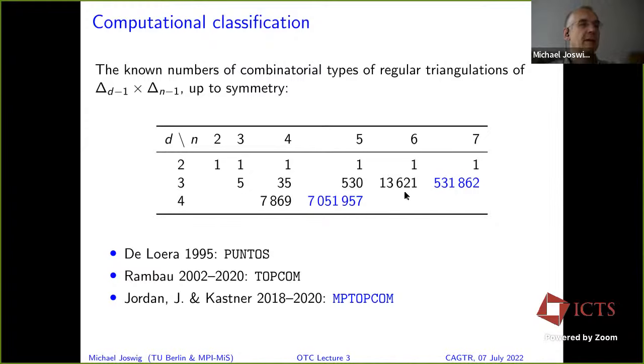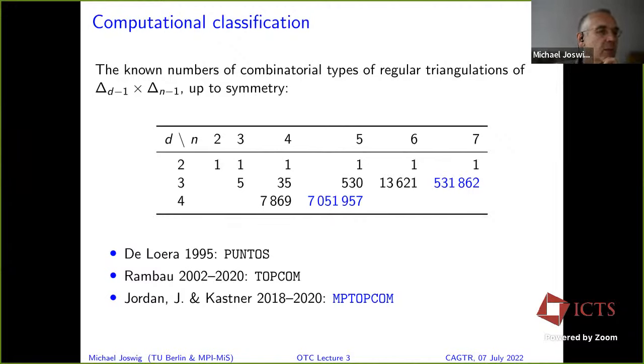And so the black numbers have been known for quite a while, and they actually already occur in the original paper of Develin and Sturmfels. Some of them have been computed by Bernd Sturmfels' former PhD student, Jesus de Loera, with a Maple program called PUNTOS. And there's an industrial strength solution known as TOPCOM due to Jörg Rambau. And that computed all the black numbers.